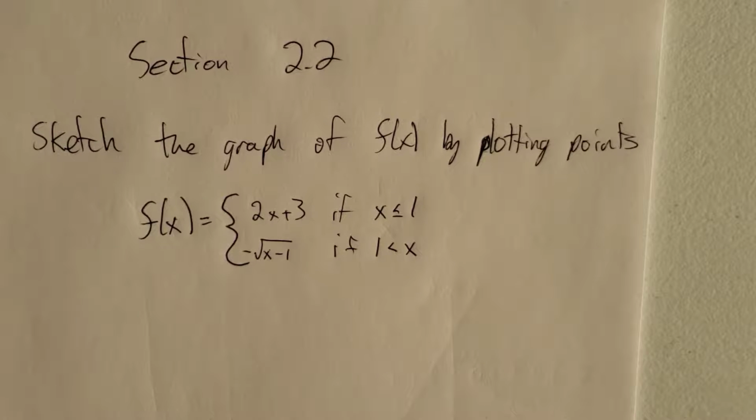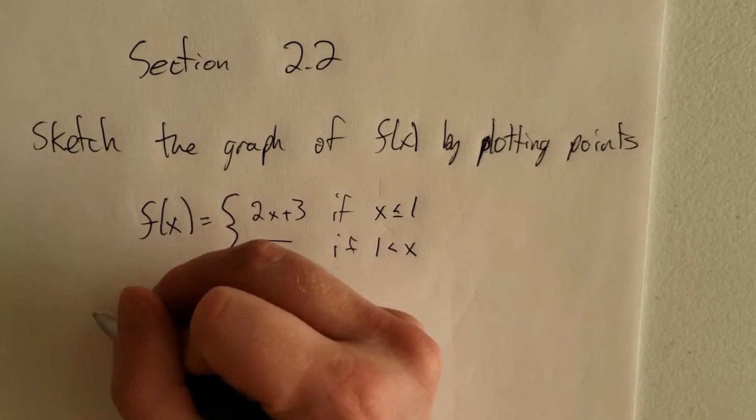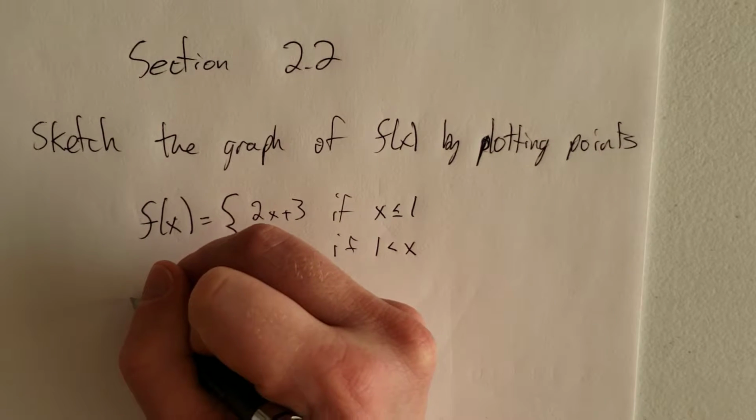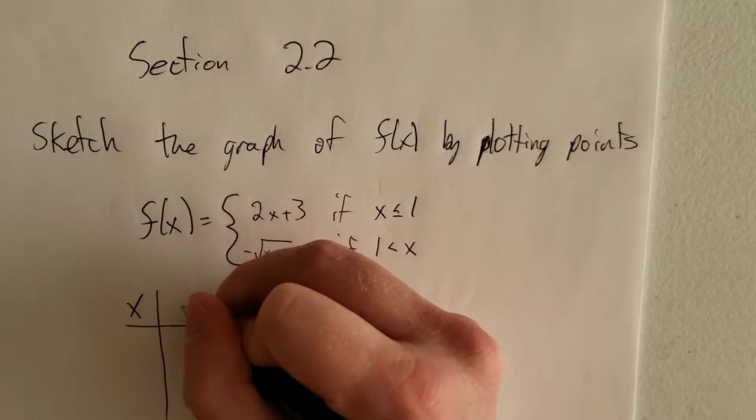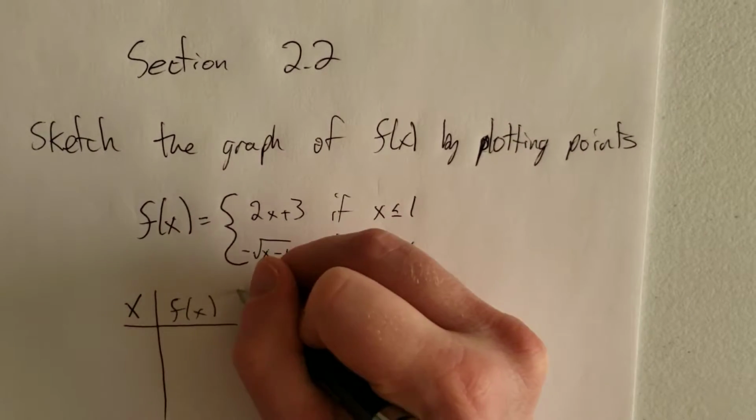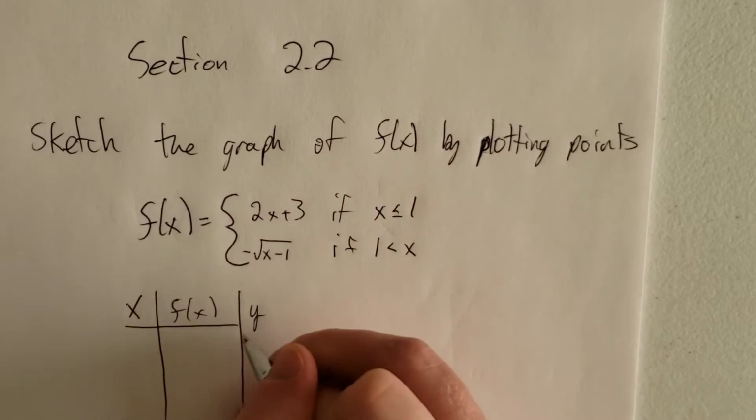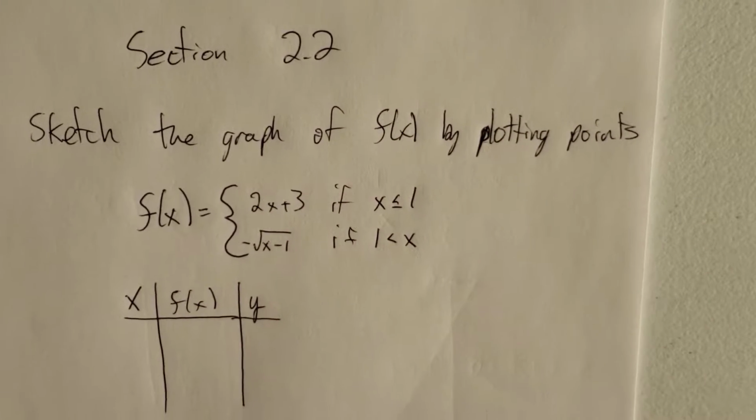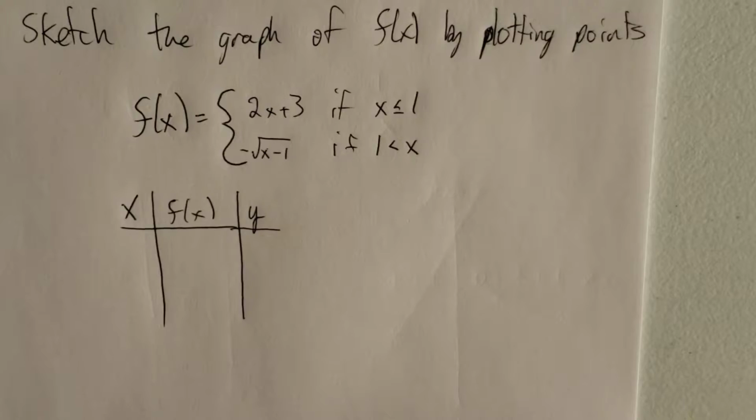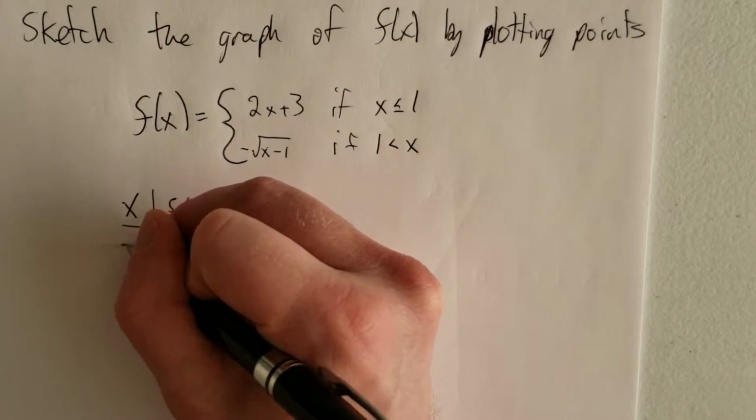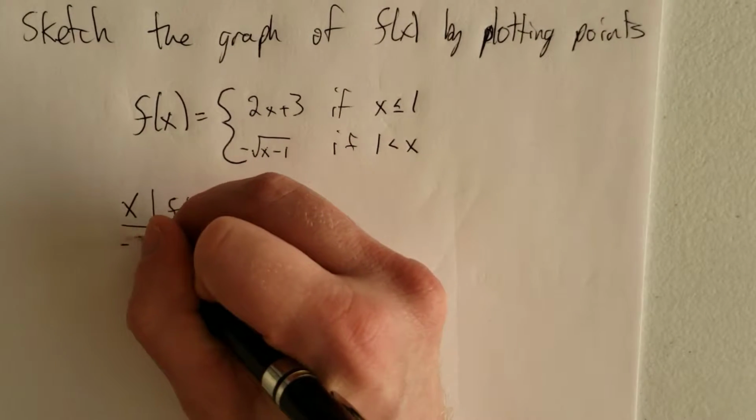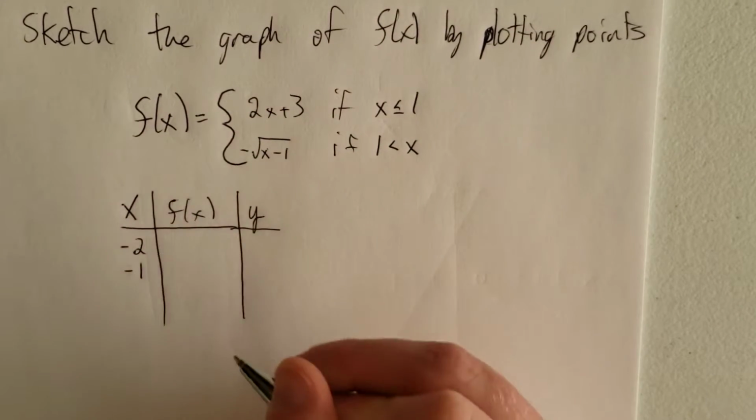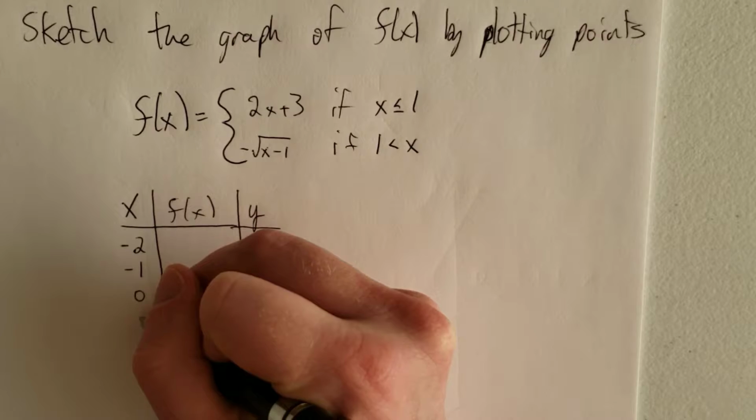To sketch this graph, we want to plot points, and to do that, we want to create a table of values. So I'll do that here. We want to pick easy values to plug in. So let's start with some integer values, a little less than 1. So maybe we'll start with negative 2. We'll go to negative 1, 0, and 1.